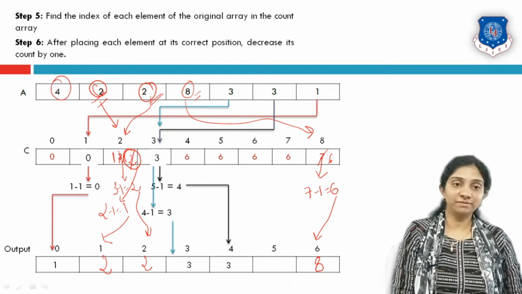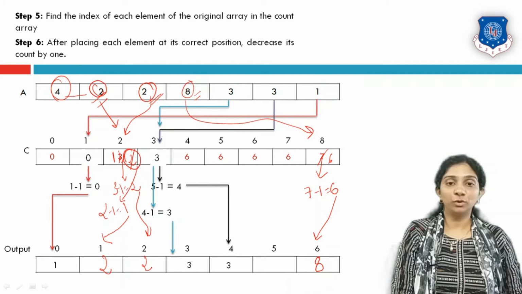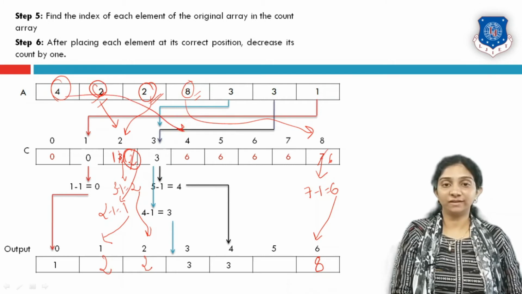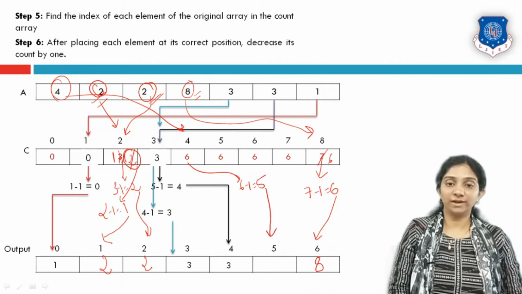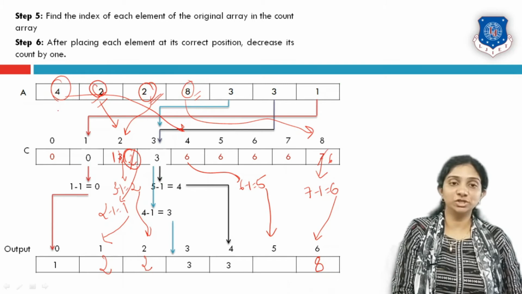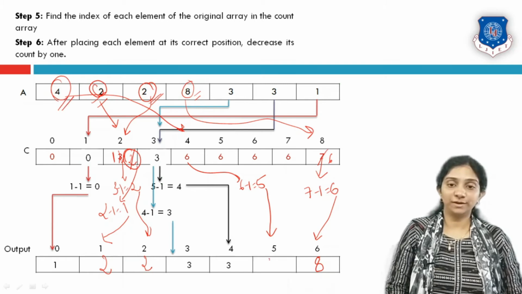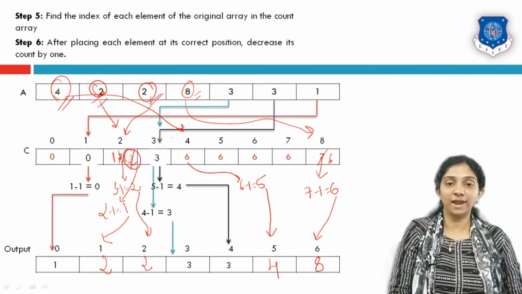And the last element is 4. So go to index number 4. At index 4 value is 6. So we will decrement it by 1, which is 5. Go to index number 5 and store the original number 4. So at index 5, 4 will be stored, and here the decremented count will be there.